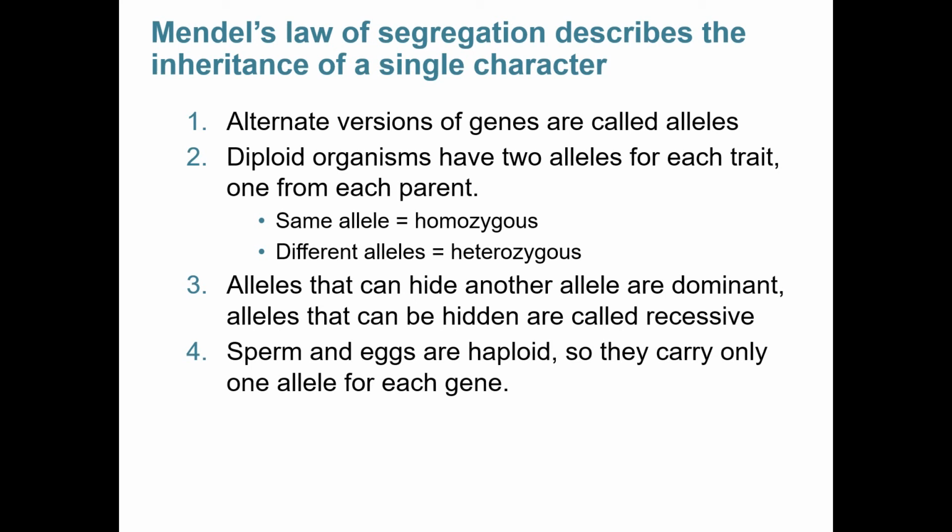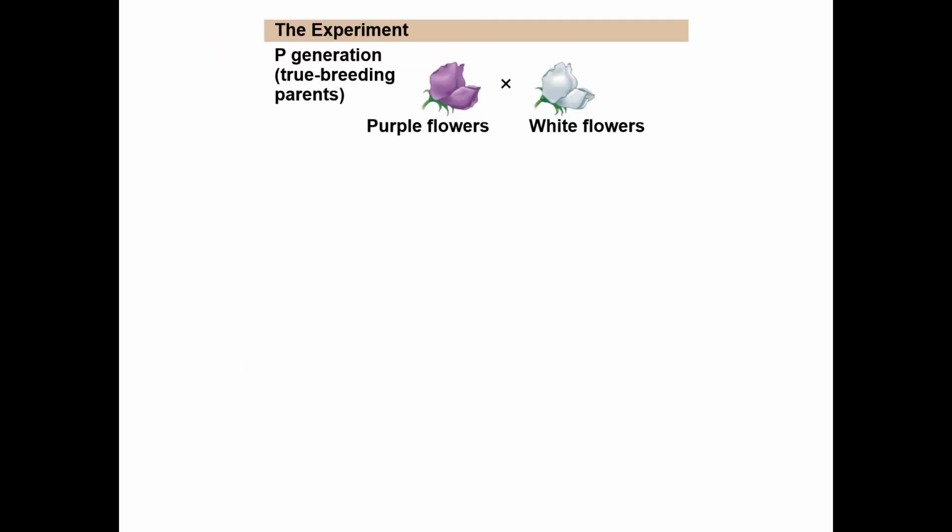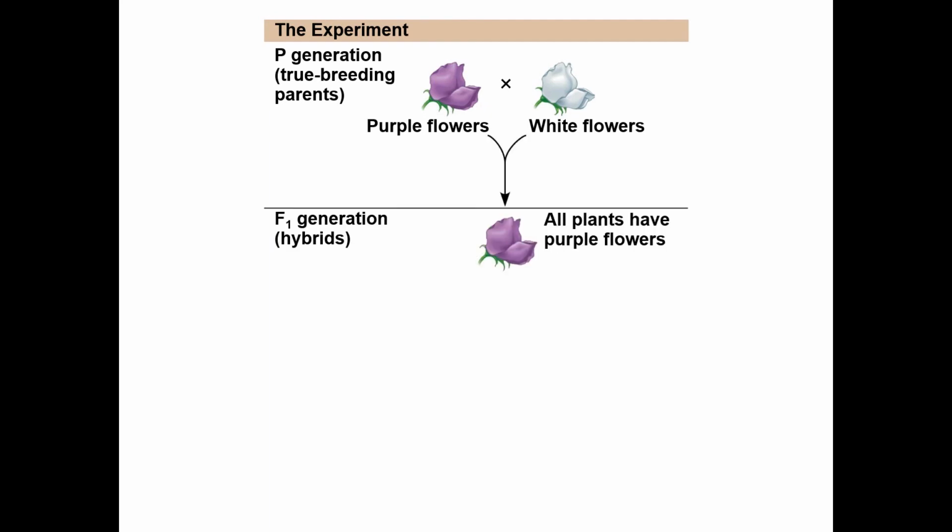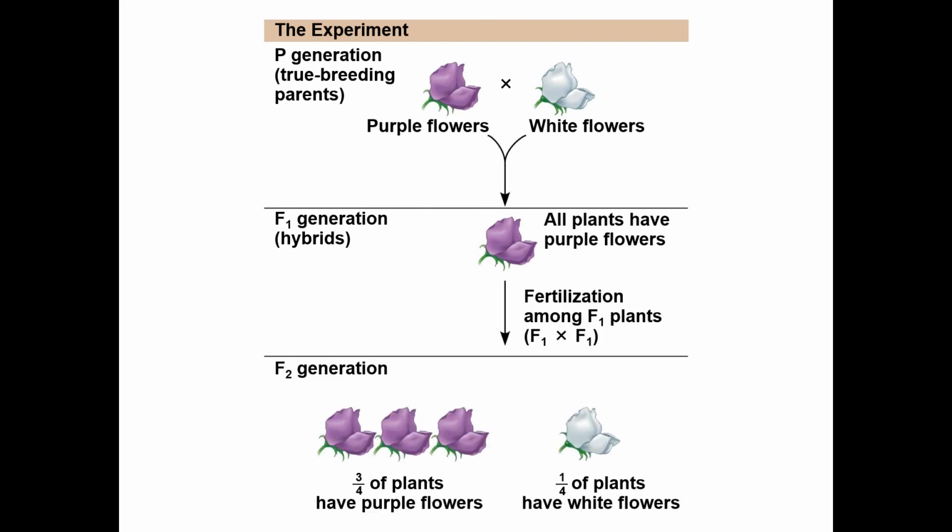Now let's apply what we've talked about to the experiment I introduced before. In this experiment, we started with true breeding parents, purple flowers and white flowers. We crossed them together to create an F1 generation where all of the flowers are purple, and at the end, when we cross F1s together, we get an F2 generation where 3/4 of the plants are purple and 1/4 of them are white. So why did this happen?